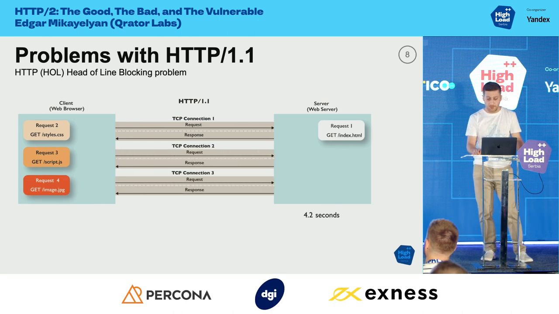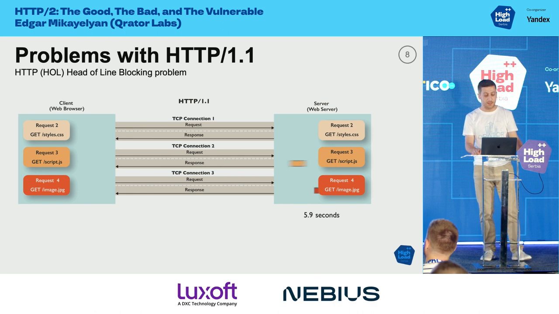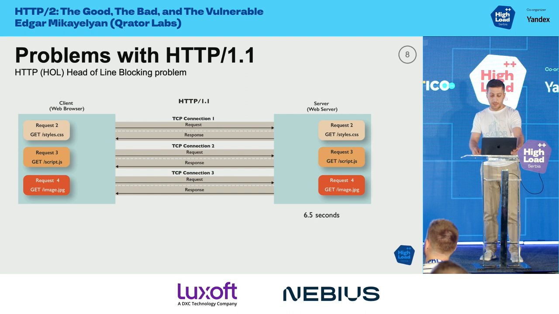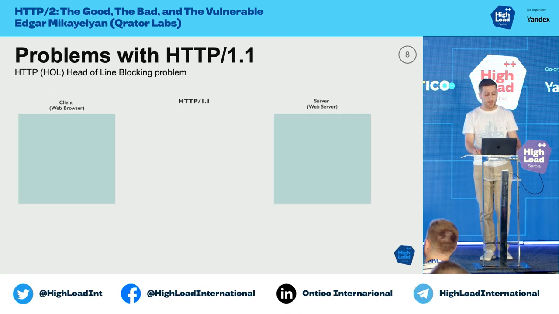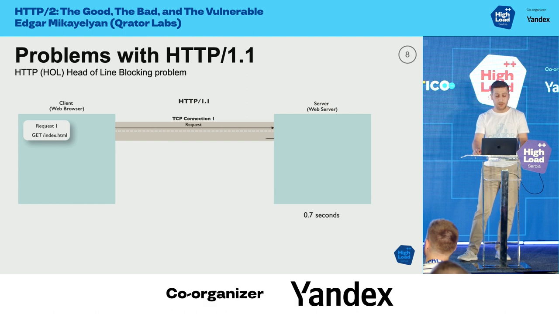And guess what? The pipe, the TCP connection, is busy. It's used. You can't send another request as long as your current request is being processed. This adds a lot of penalties every time and slows down the rendering of web pages.